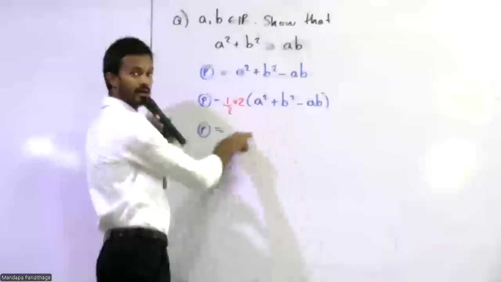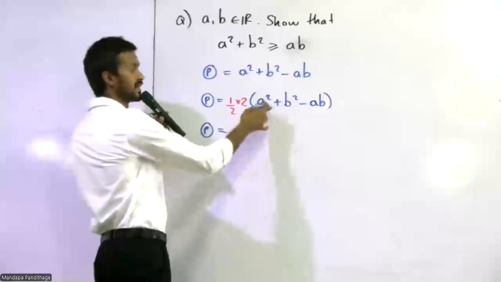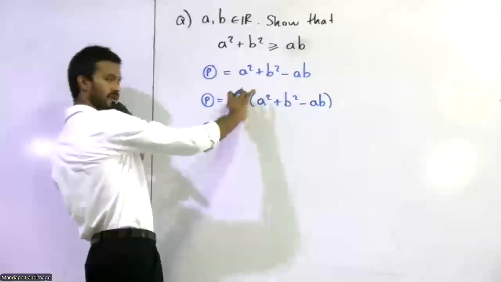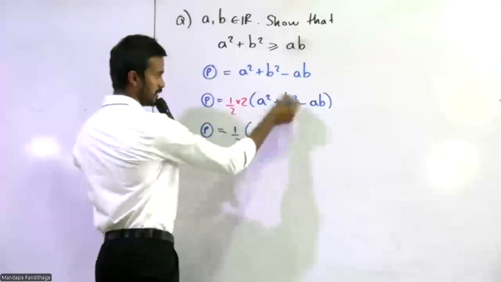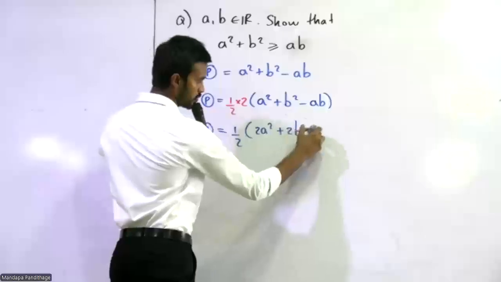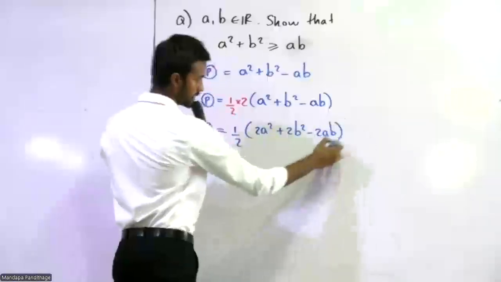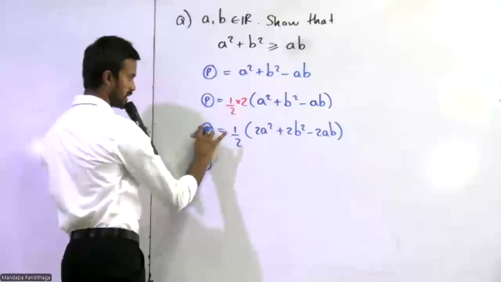So there's a reason why you did this. No, you don't cancel this and again write a squared plus b squared. There's a reason why you put 2 here. Why you put 2 here is because you want to have this 2ab: 2a squared, 2b squared minus 2ab. Clear? Okay, now I know we have solved these kinds of problems even last week.